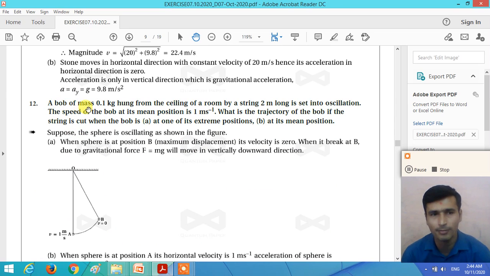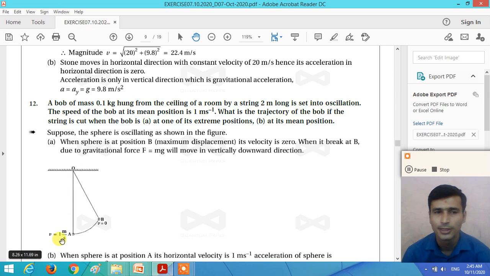A bob of mass 0.1 kg hangs from the ceiling of a room by a string of 2 meter length and is set into oscillation. Like in this figure, a bob of mass 0.1 kg is hung from the ceiling of the room by a string of 2 meter. So here the length of the string is given to you, 2 meter.